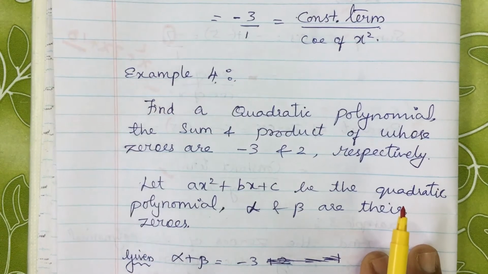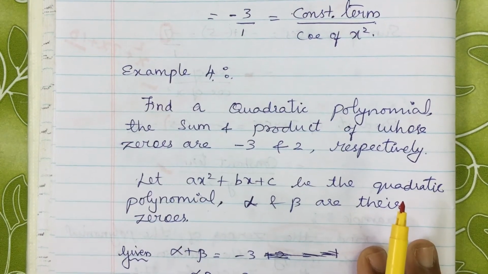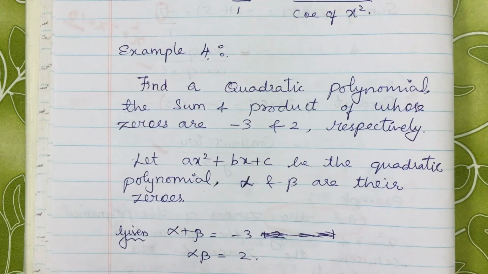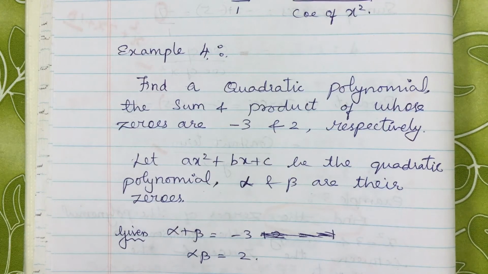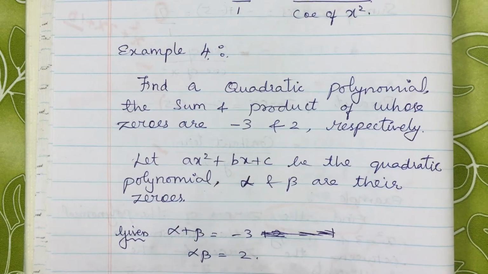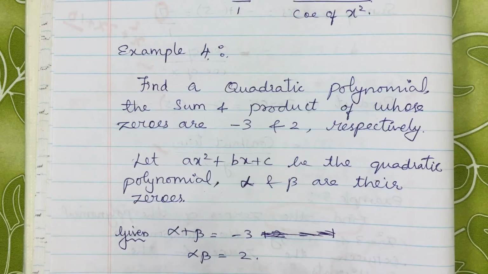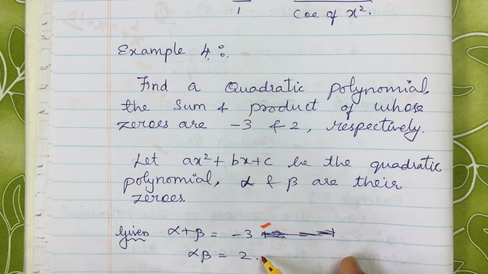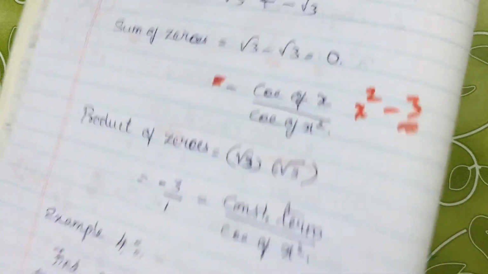So coming to example 4, find a quadratic polynomial, the sum and product of whose zeros are minus 3 and 2 respectively. So let ax square plus bx plus c be the quadratic polynomial, and I am assuming alpha and beta are the zeros. So what is given? The sum of the zeros and the product of the zeros are given. So alpha plus beta is given as minus 3 and the product alpha beta is given as 2.